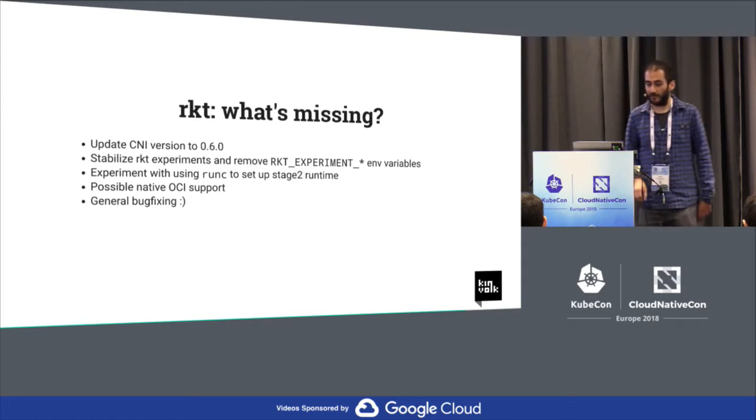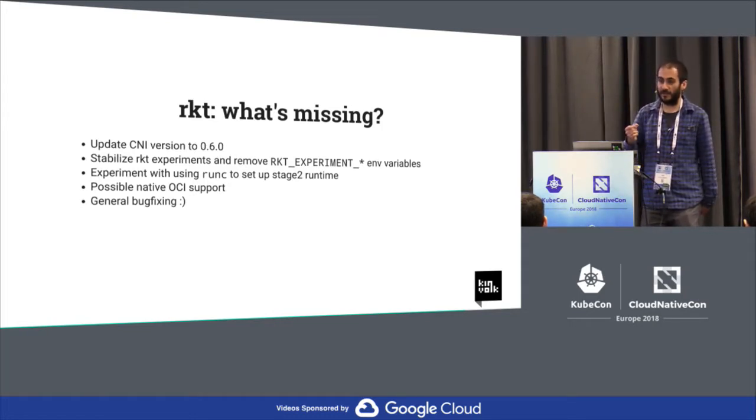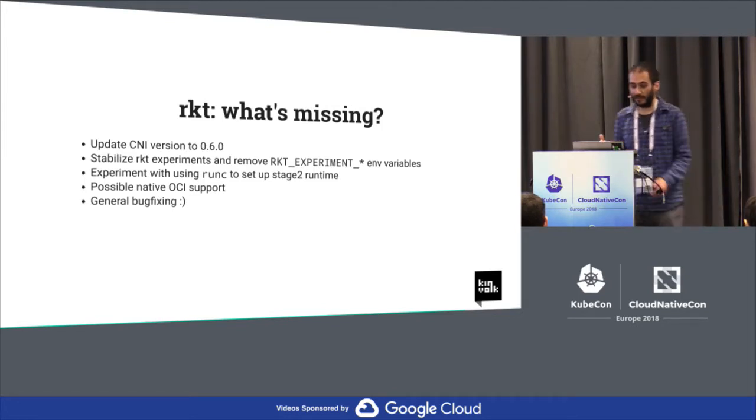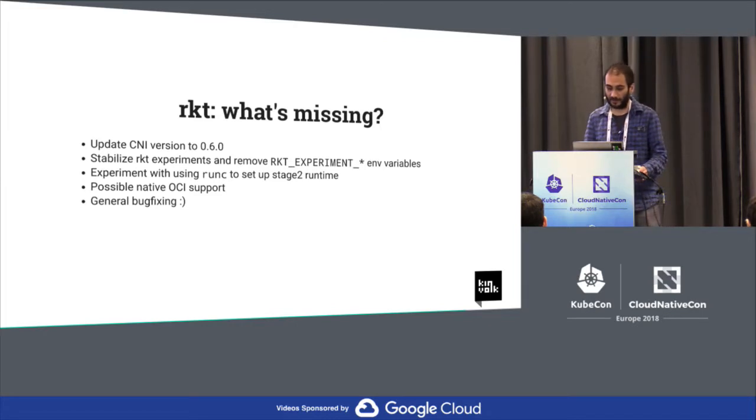And then Rocket supports the OCI image spec, but only through converting Docker images to the ACI that's used internally in Rocket. So there was some interest in doing some native OCI support, but I don't think work has started yet there. And then, of course, always general bug fixing.